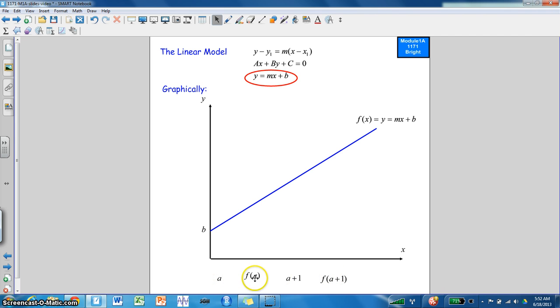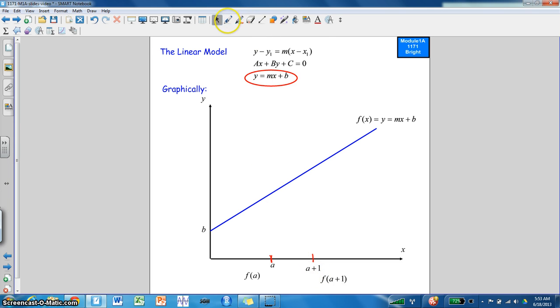Next thing is I have four other things down here. I have a, f of a, a plus 1, f of a plus 1. So this represents a, and then this would be the y value associated with it, and similarly for these two. If I put a on my horizontal axis, this represents a value of the independent quantity. So I'm going to make a tick mark and call that value a, and then this value over here should be a plus 1. So if I were to add 1 unit to a, I would land here.